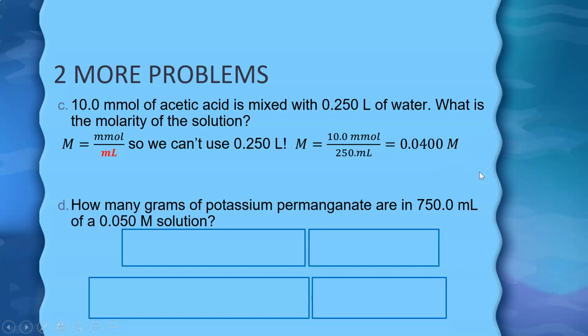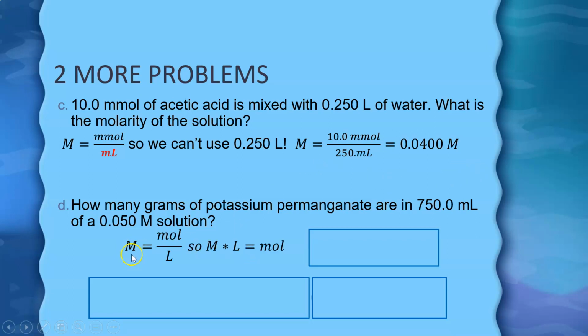So how many grams of potassium permanganate are in a 750 ml volume of 0.050 molar solution? Well, I don't have a way to get directly to grams here, but I do know that I can get myself to moles, and then I can use the molar mass to get to grams or milligrams. So I remember that molarity is moles over liters. So molarity times liters gives me moles.